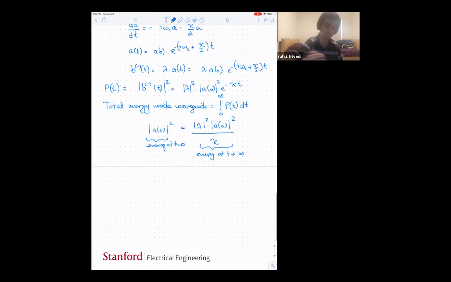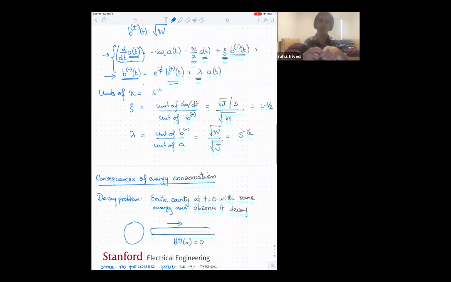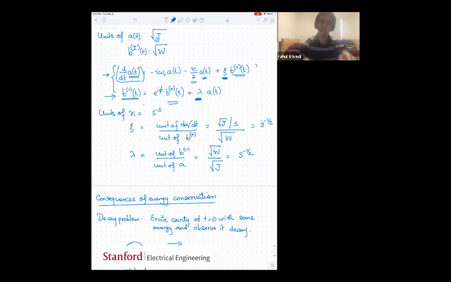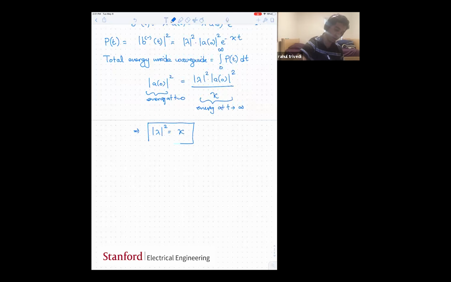And so for these two to be equal, this immediately tells you that the coupling between the cavity and the waveguide is related to κ, right? So the modulus square of the coupling constant of the cavity to the waveguide, the outcoupling constant, this parameter λ here, which tells you how the cavity mode affects the waveguide mode, is constrained to be equal to κ. So this is one immediate conclusion that we get as a consequence of energy conservation. Does this make sense?